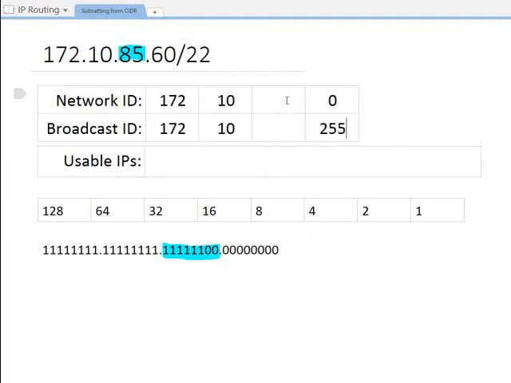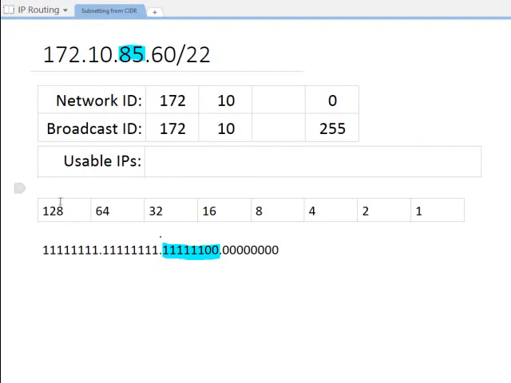255. I just need to figure out what these values are now. In order to do that, I'll need to find this number and then add the magic number to it and subtract 1, and that'll be this. So I gotta find this first. 85, so I need to translate 85 into binary. Let me do it over here.